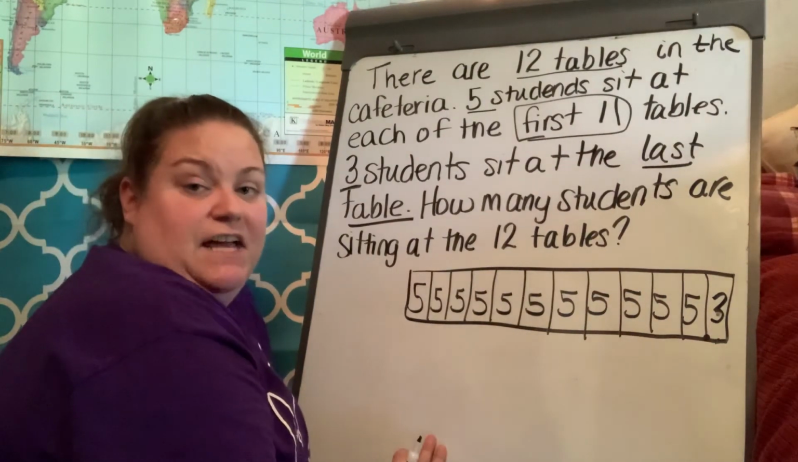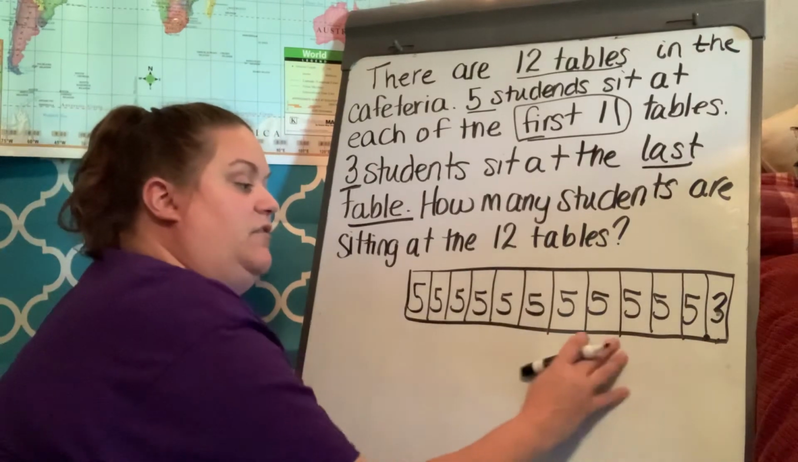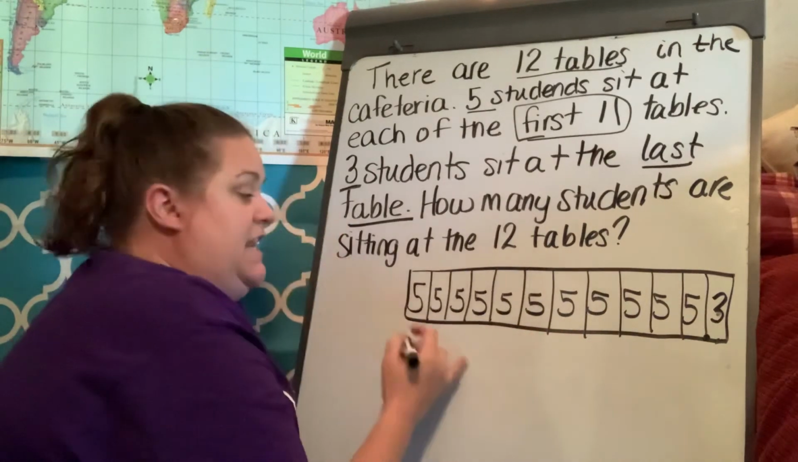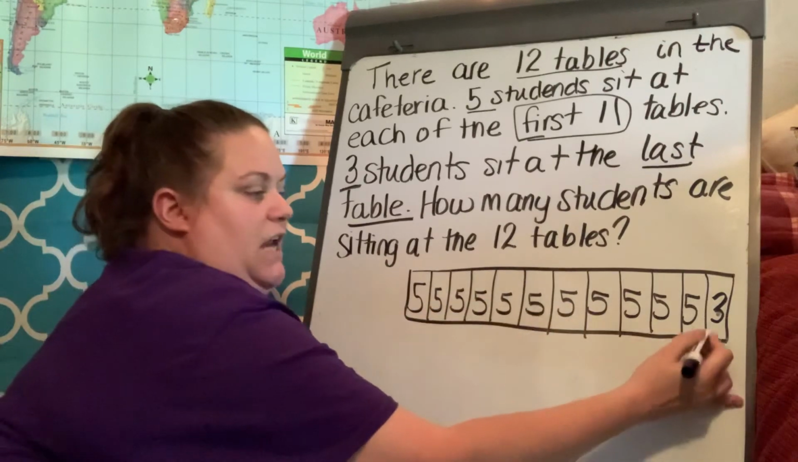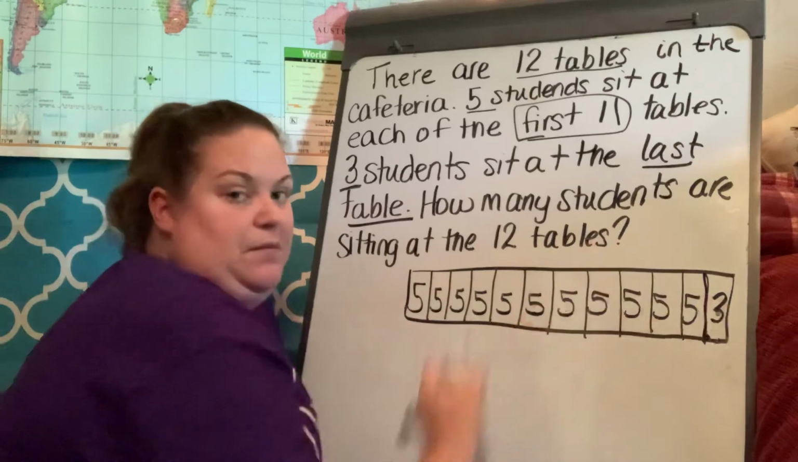I'm going to leave this set up. When you're mapping it out, and if you want to use a tape diagram for it, I would not put 5, 5, 5. I would actually count by 5s as I go and make sure I stop at that 11th table before I put the 3 in.